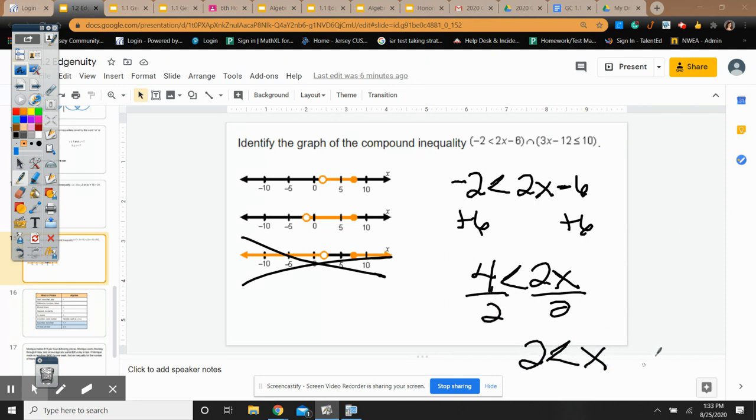If you want to write it so the x is on the left, remember the alligator mouth is eating the x. x is bigger than 2. Okay, so right away I know which one is the answer because this one is in the negative range for the x is greater than, so this is it. I can stop right now. I don't even have to work that other inequality.